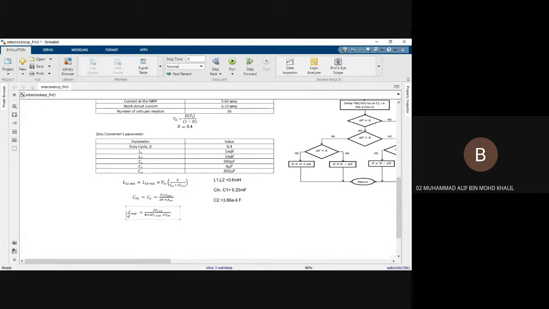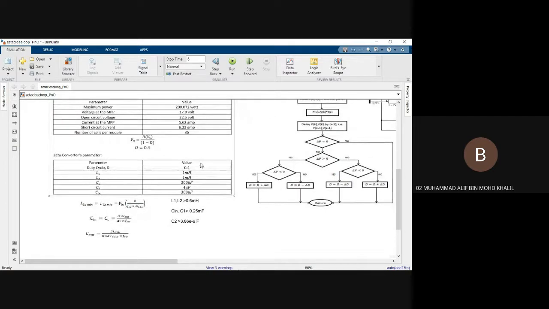Next, we're gonna see the parameters for the zeta converter. These three formulas are used to calculate the inductors and the capacitors. L1 and L2 must be greater than 0.6 millihenry, and C1 must be greater than 0.25 millifarad, and C2 must be greater than 3.86 microfarad. The parameters that I choose must be greater than these numbers, and in the table here you can see all the parameters that has been selected.